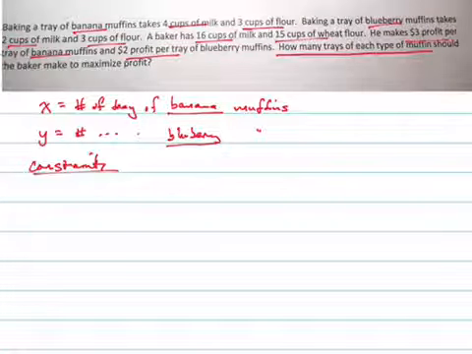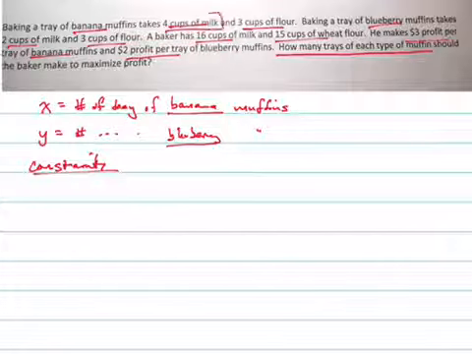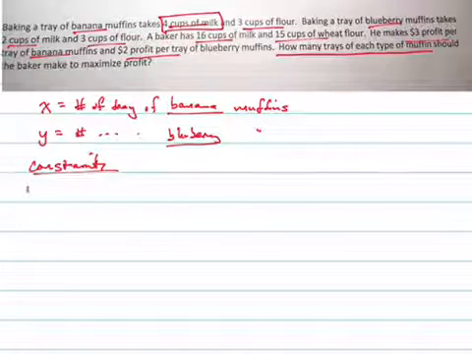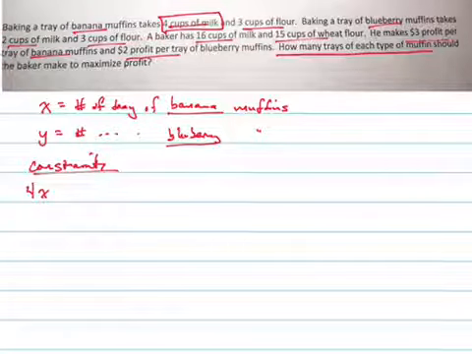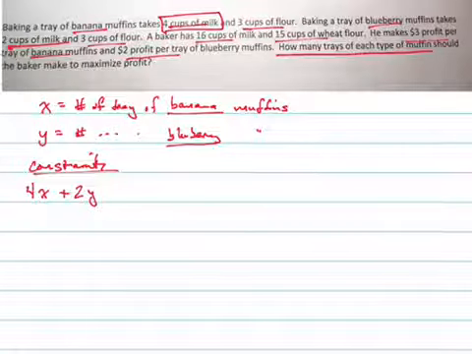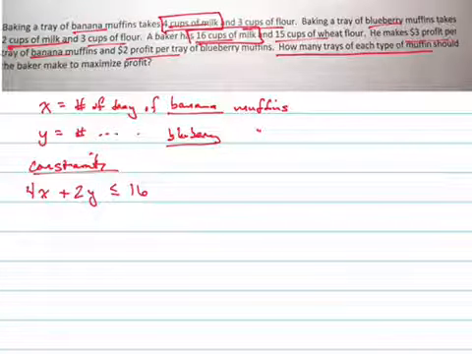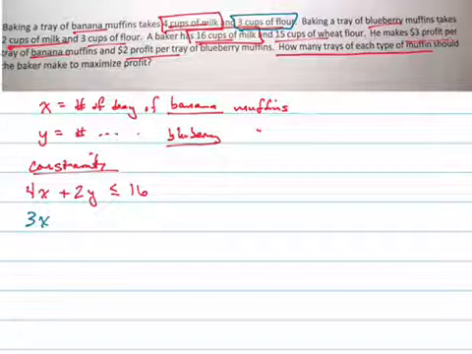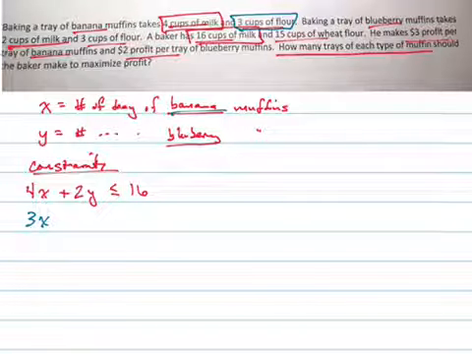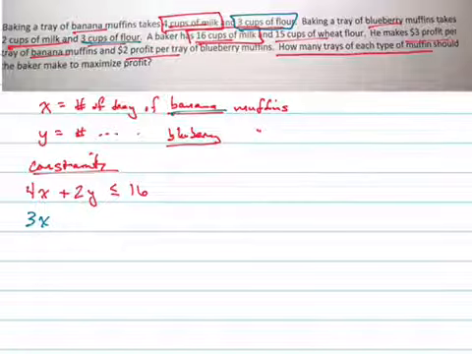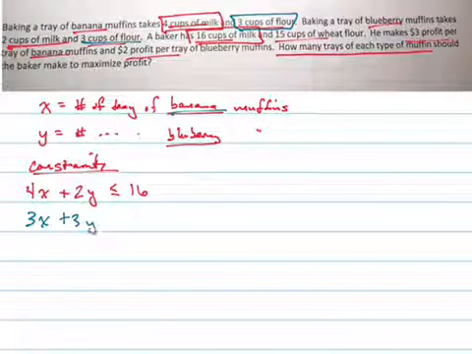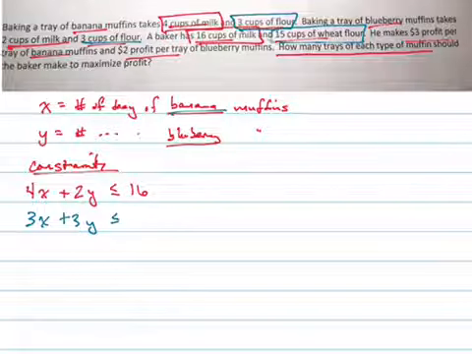Our constraints are going to be, let's do the cups of milk constraint. 4x, 4 cups of milk for every banana muffin, plus 2 cups of milk for every blueberry muffin, is limited by 16 cups of milk. So that has to be less than or equal to 16 cups of milk. Got it? Then let's do our cups of flour in blue. 3 cups of flour for every banana muffin. Remember, X is the number of banana muffins. And 3 cups of flour for every blueberry muffin is less than or equal to 15 cups of wheat flour.